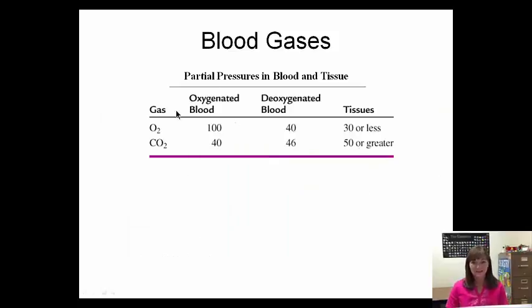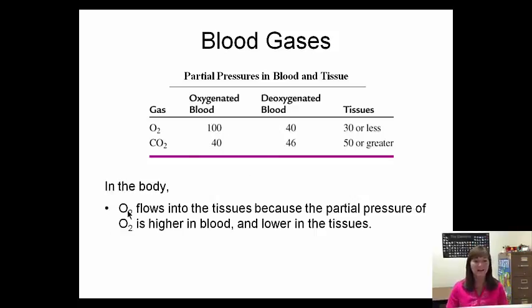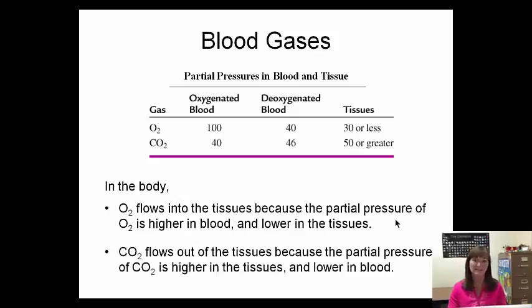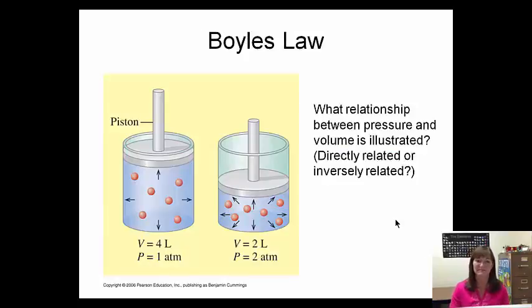So this is focusing still on the blood gases. It's bringing in the same point that in the body, oxygen flows into the tissues because the partial pressure of oxygen is higher in the blood, lower in the tissues. It's what I just talked about. Carbon dioxide is going to flow out of the tissues because the partial pressure of carbon dioxide is higher in the tissues, lower on the outside.